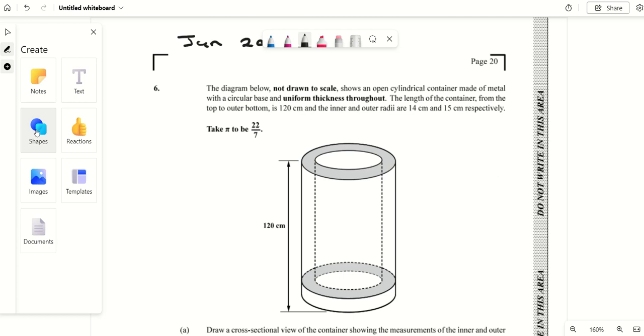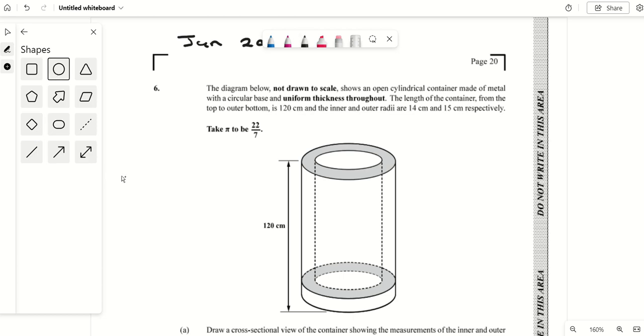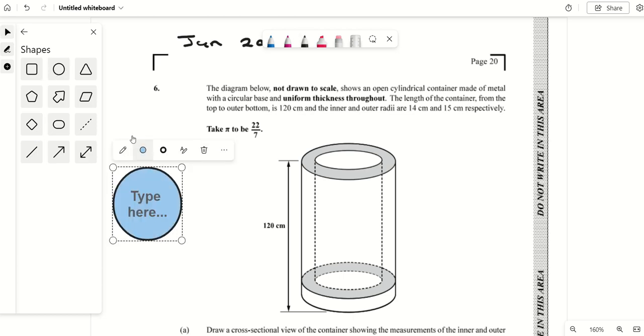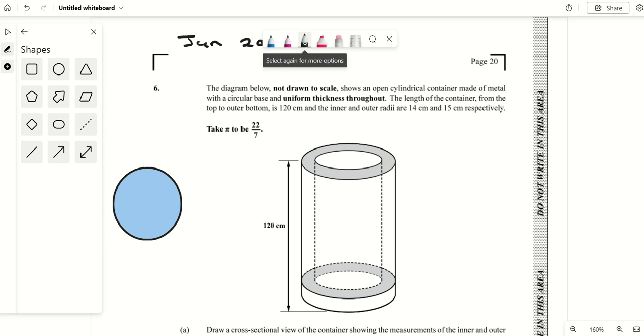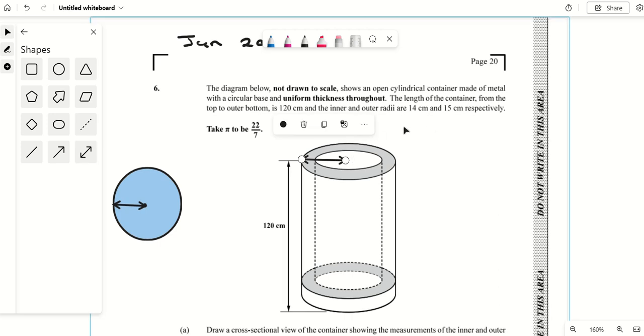So if we were to draw a circle, let's just go through what a radius is. We have the center of a circle here. Your radius is from one point of your circle to the center of the circle. So let's say this is the center of my cylinder. They're telling me that from my outer to the center of the circle is 15.